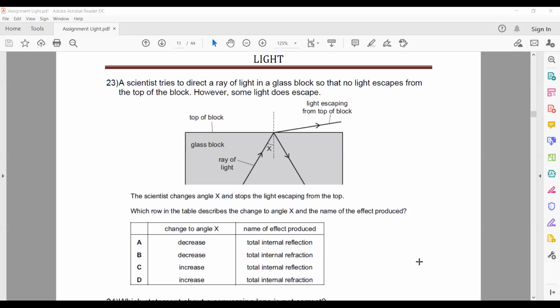Because this X is smaller, less than the critical angle, that's why total internal reflection was not happening. So it should be more than the critical angle. To be more than critical, we should increase this angle.